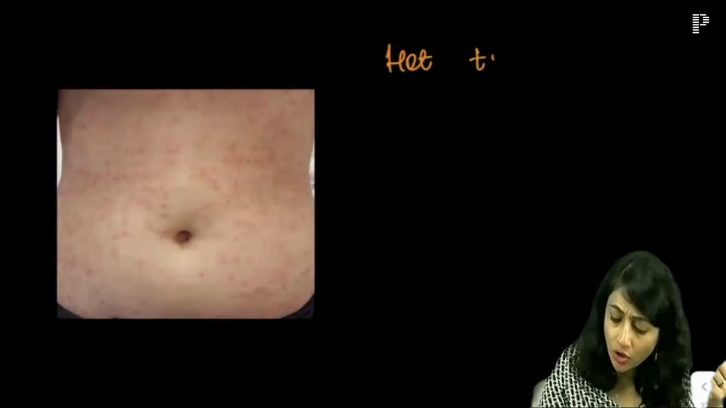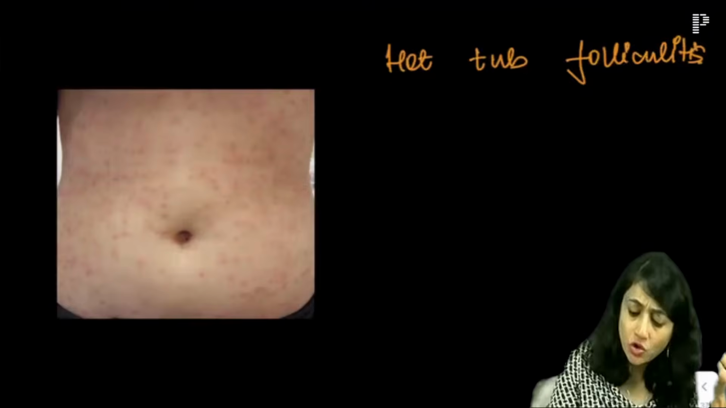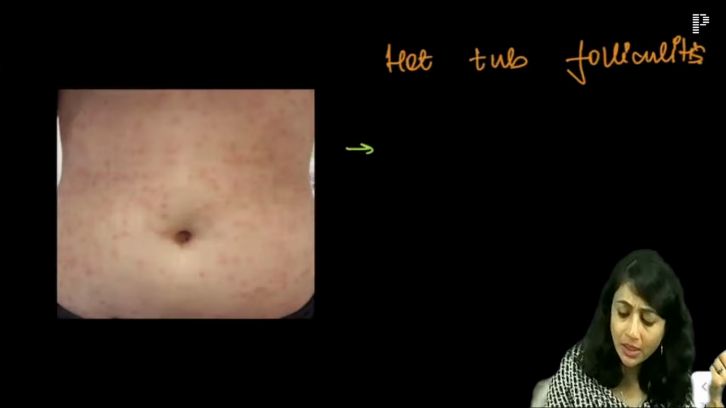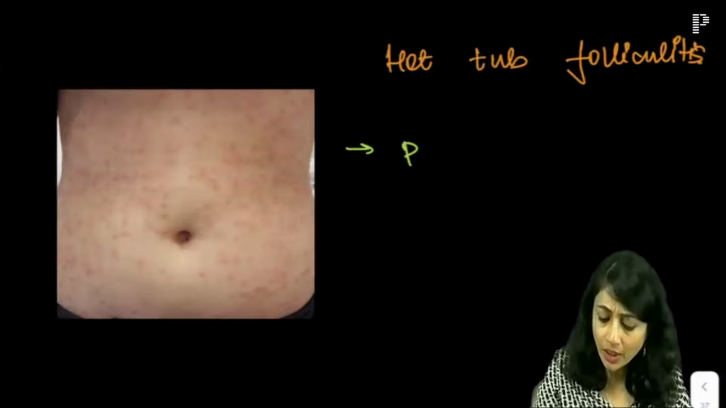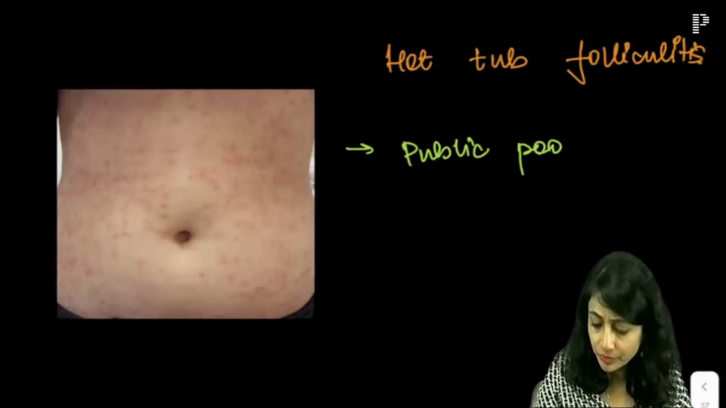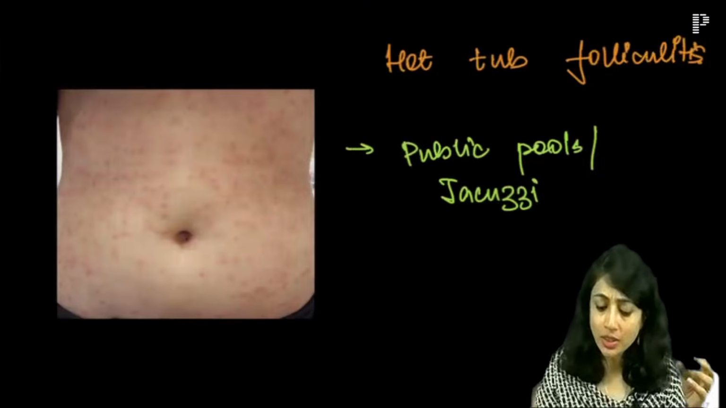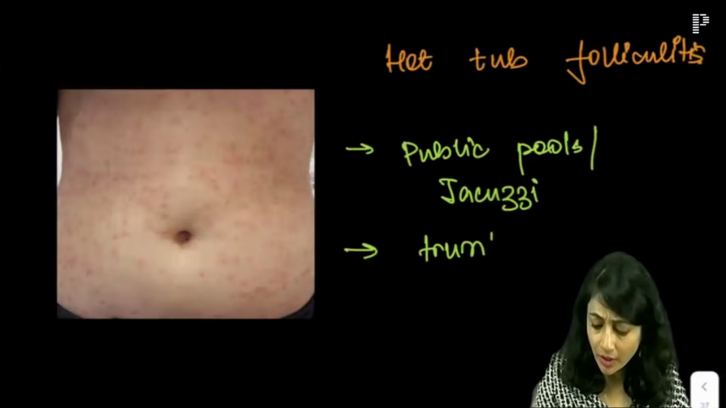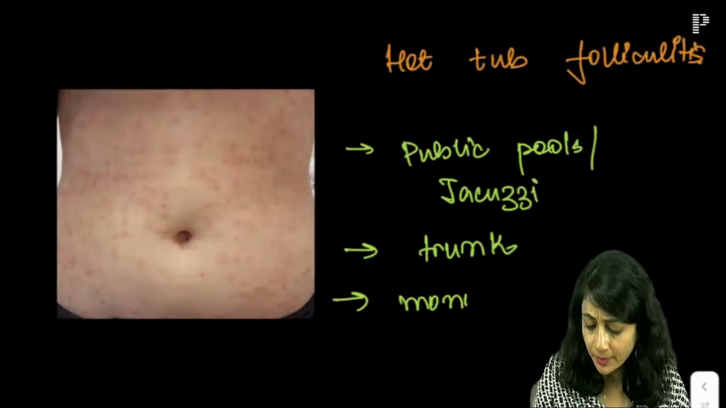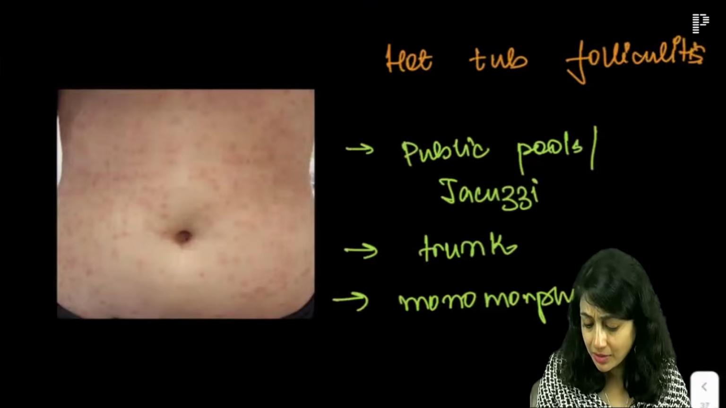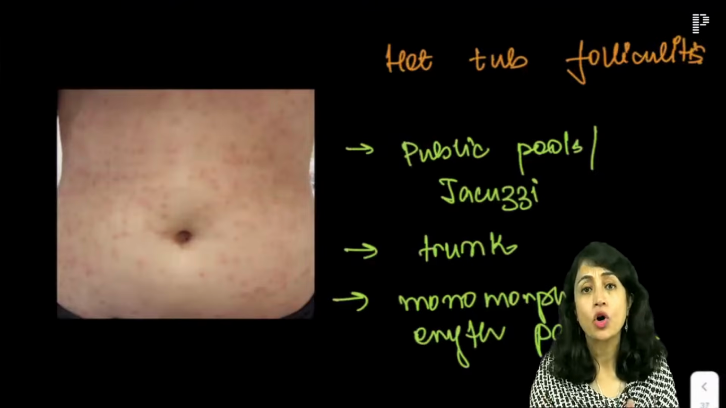Then the third important infection which it can cause is called hot tub folliculitis. Now, what is it? It is usually seen in individuals who have recently gone and taken a bath in public pools or jacuzzis. From that, they got infected with Pseudomonas, and typically it presents on the trunk with monomorphic erythematous papules.